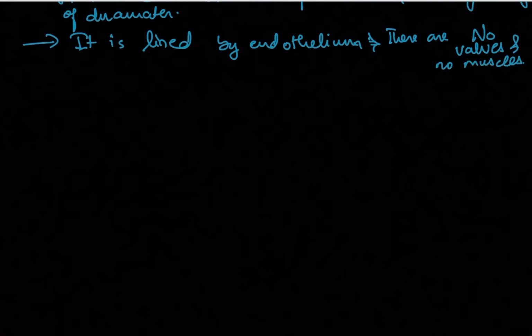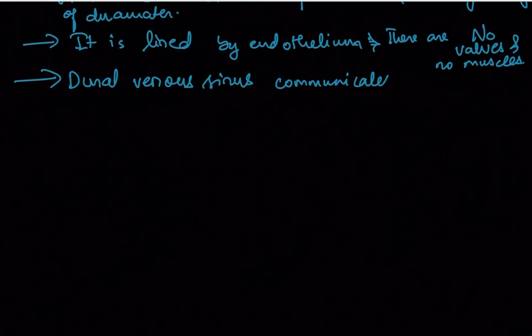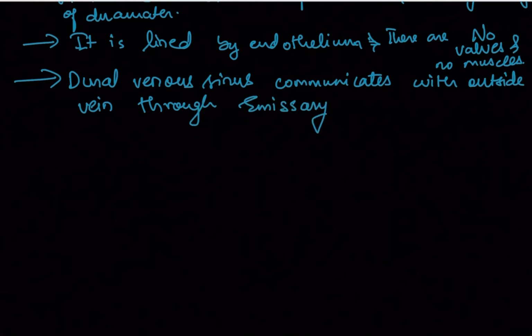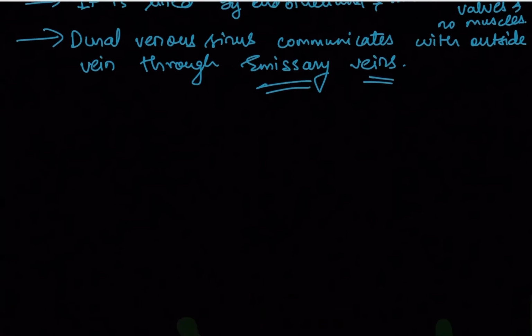Okay, and we have some veins inside our skull, and so do we have outside of our skull, right? So the outside veins will connect with the internal veins of the skull through veins which are known as emissary veins. So this dural venous sinus, or you can say cranial venous system, communicates with veins outside the skull through emissary veins. Okay, so the veins which connect the outside veins and the internal skull veins are known as emissary veins. So remember this name, emissary veins.